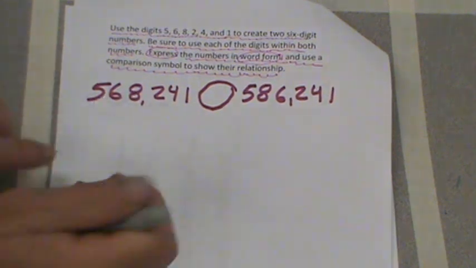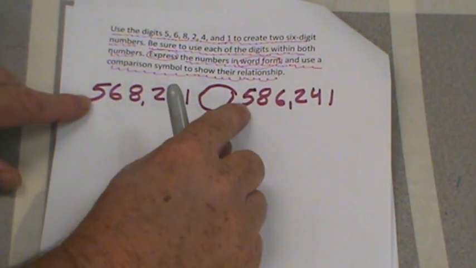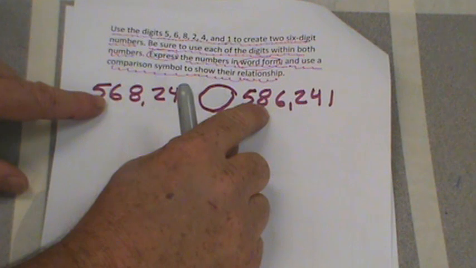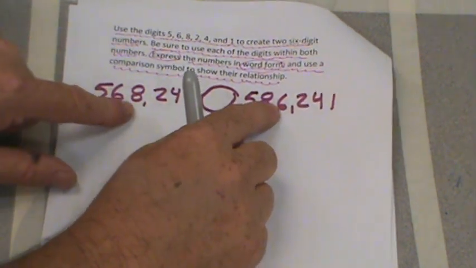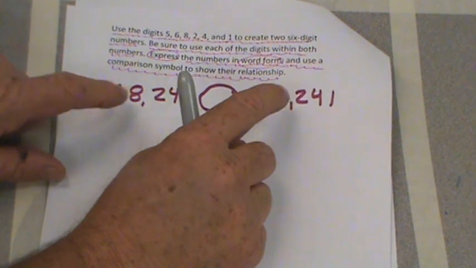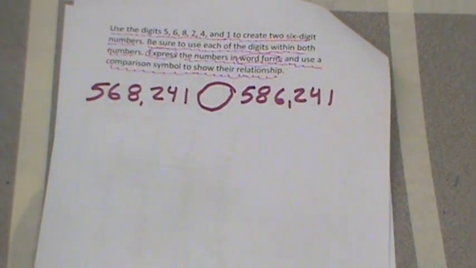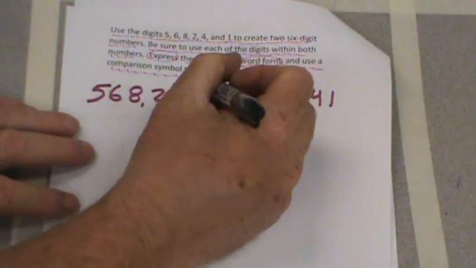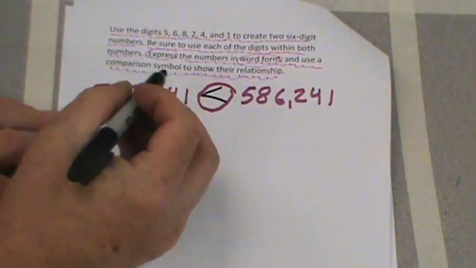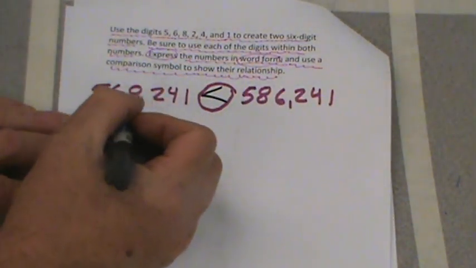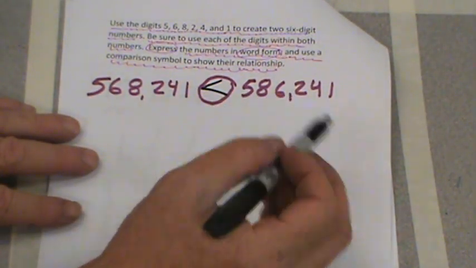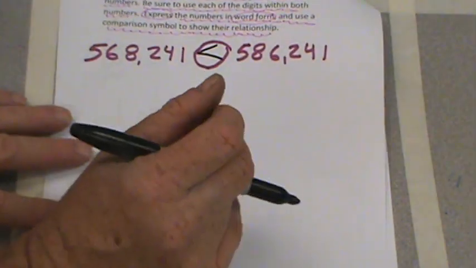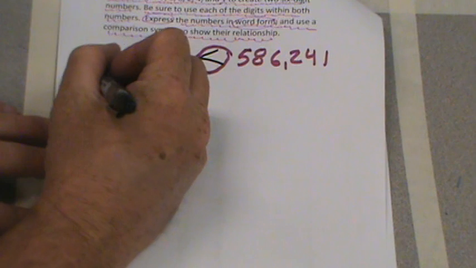Okay, remember how we do this? We look at place values. 100,000s, they're both 5, right? But look, we go to 10,000s, and this one's 8 and that one's 6. Does it matter that this is an 8 and that's a 6? No. This shows that this number is the larger one, and our friend Annie Alligator, or the greater than symbol. And remember how we read this? 568,241 is less than 586,241. Now we're going to write these in word form. Are we ready? Let's do this one first.